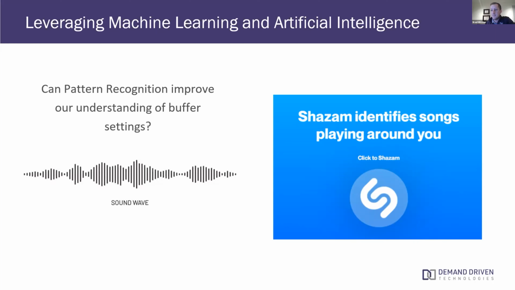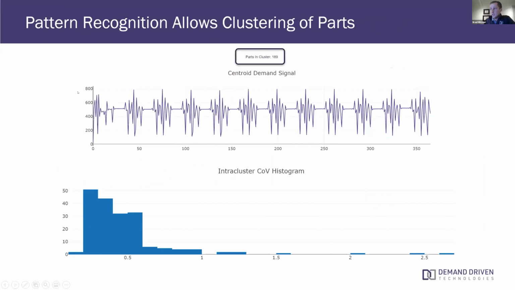And if we think about it, demand is a lot like a sound wave. We have variability in the impact of demand over time, and we should be able to take that, record it, and then align it to other demand patterns that are similar in nature. And that's what we're doing, using what we call clustering of demand signals in DDMRP.